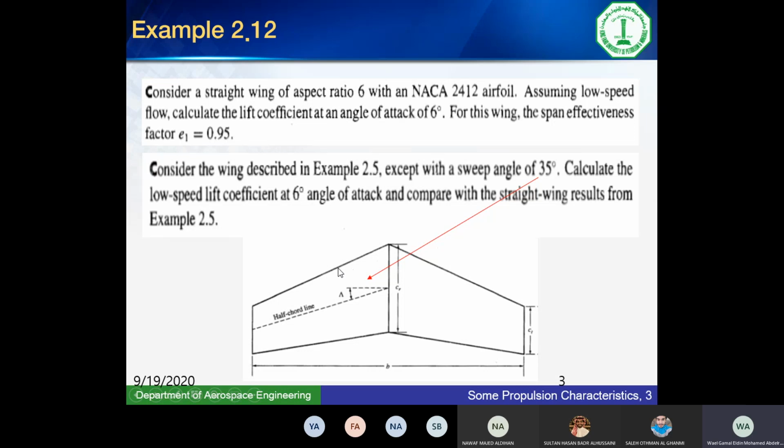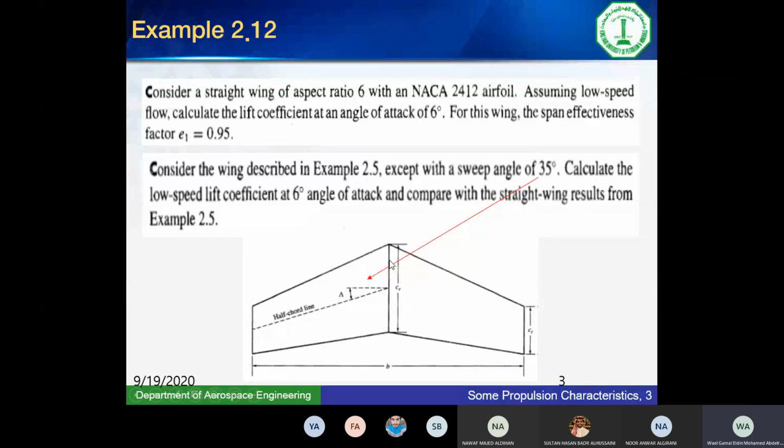That's the question. Now, before we solve the problem, let me check if anyone can tell me which one will have higher CL, the straight wing or the swept wing? The swept one? Well, the answer is the straight wing. The straight wing will have higher CL than the swept one.